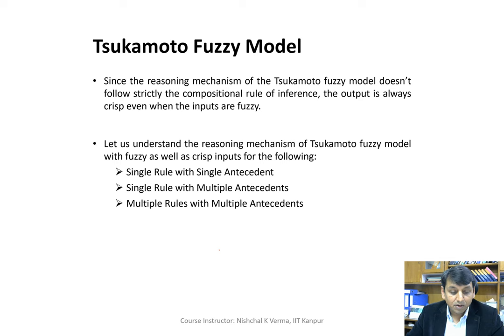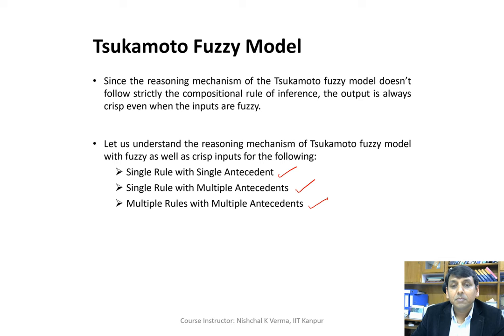So let us now move ahead and have the cases of single rule with single antecedent, and then single rule with multiple antecedents, then multiple rules with multiple antecedents. And these cases we'll be discussing with fuzzy inputs as well as the crisp inputs.